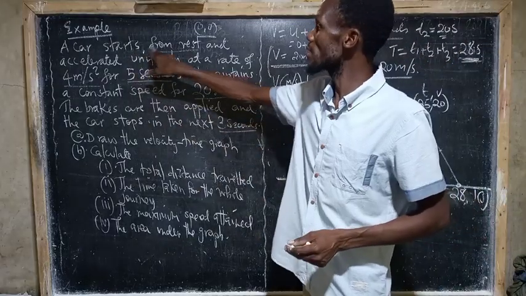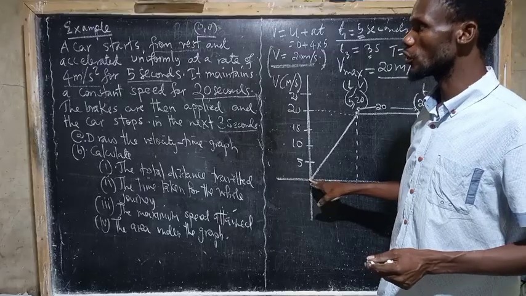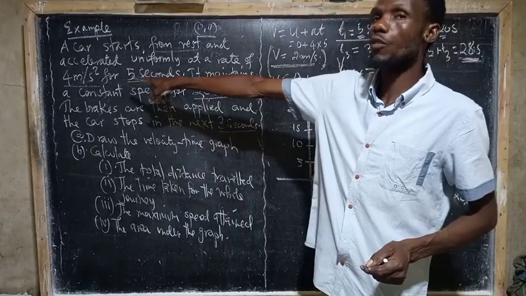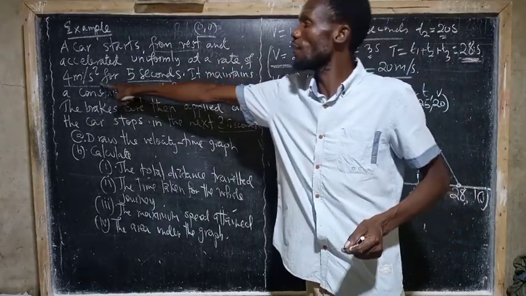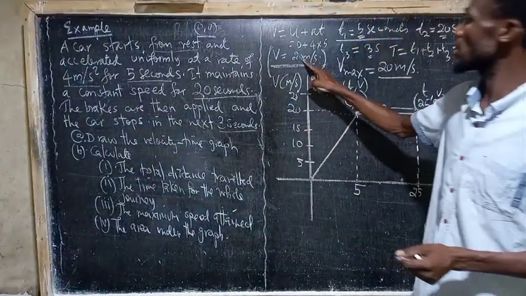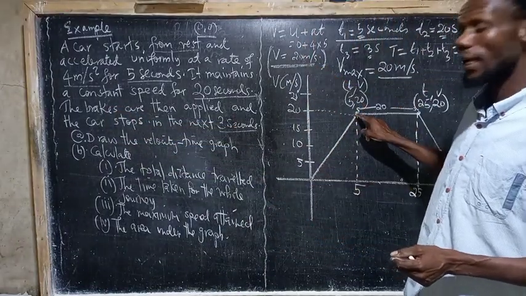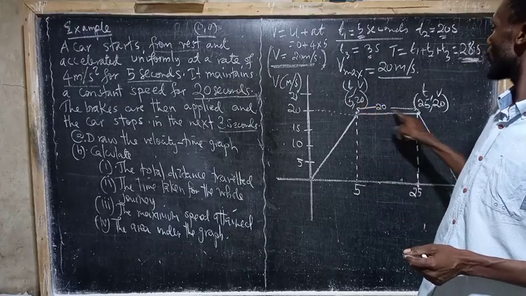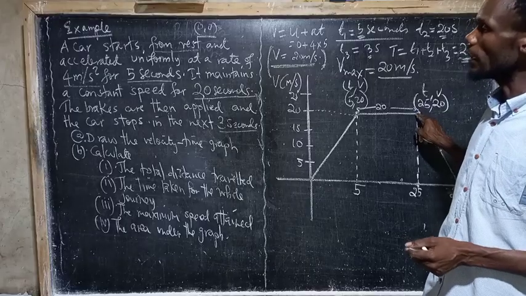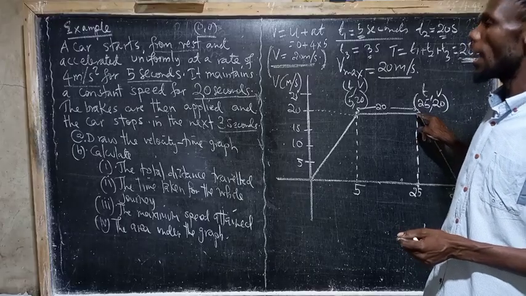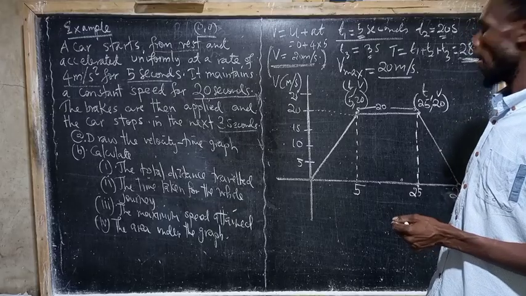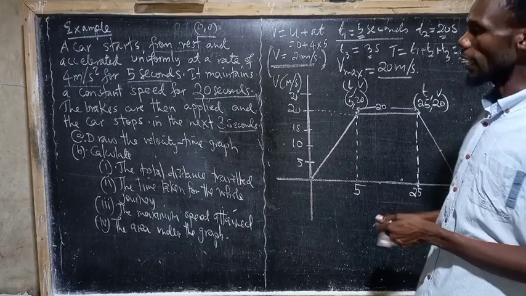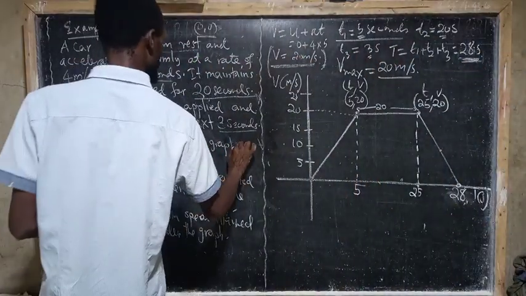Then the car starts from rest. Here it is, the original, and accelerated at a uniform rate, that is acceleration, of 4 meters per second squared. So we have converted this acceleration to velocity, and we have got 20 meters per second within 5 seconds. Then it maintains that 20 meters per second for another 20 seconds. Then the brakes were applied, and it was brought to a stop after the next 3 seconds. Here it is. Very important. Then we have answered the first question.